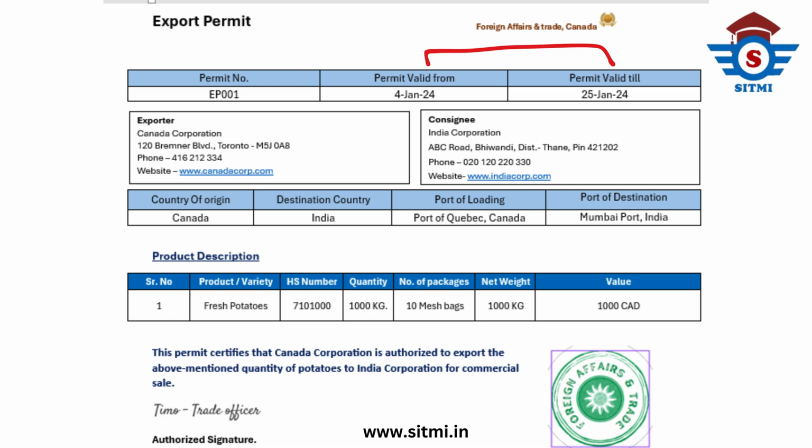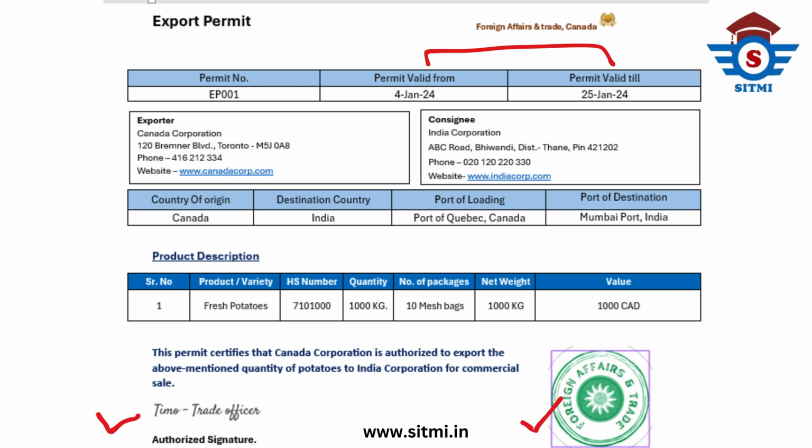The sixth point is conditions and restrictions. Any specific conditions, restrictions, or requirements imposed on the export may be outlined in the export permit. This could include compliance with trade embargoes, sanctions, licensing requirements, or other regulatory obligations.